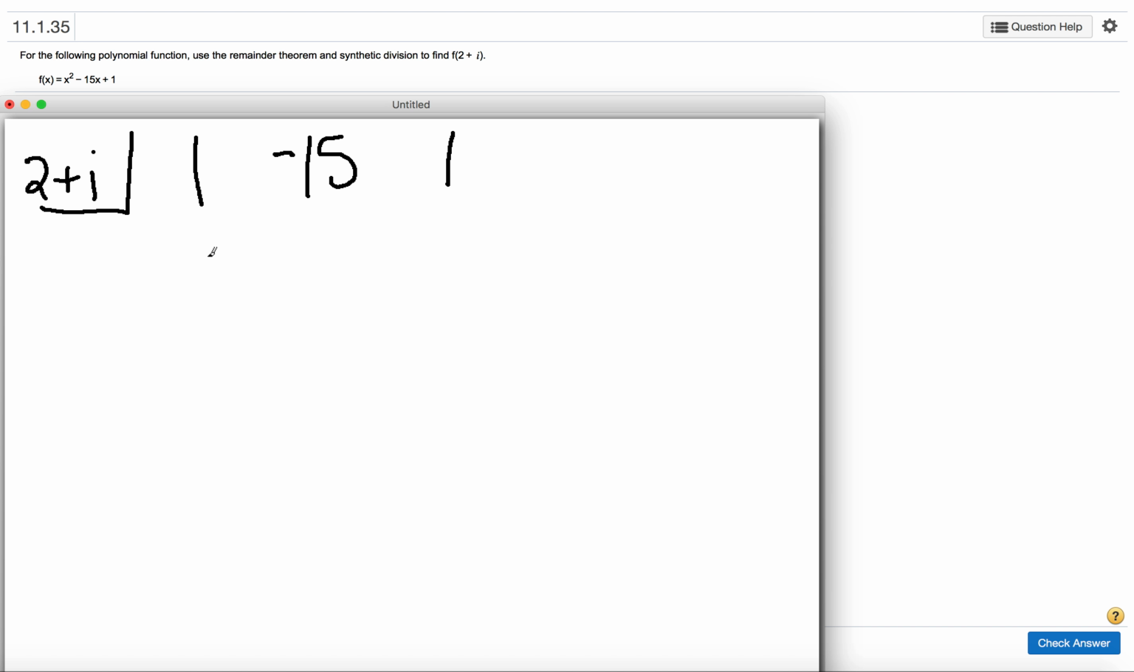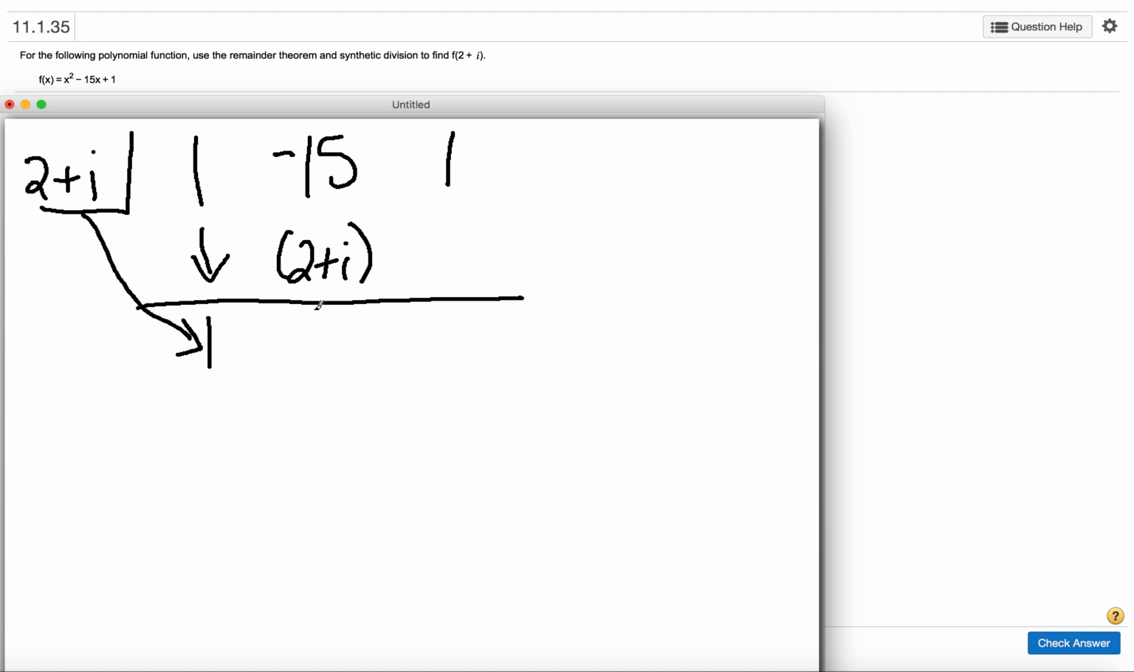So if you remember from synthetic division, you bring the first number down. So my first number is going to be 1. Then synthetic division says you take what's in the box and you multiply it by 1. So in this first instance, this multiplication isn't too bad. And then I'm going to add my numbers together. So that's going to give me -13 plus i. This is where we get that extra layer of complexity with complex numbers.